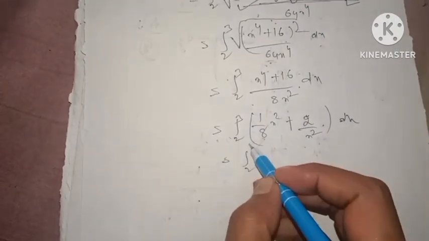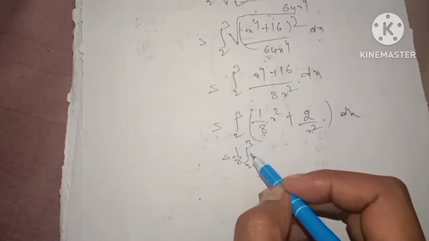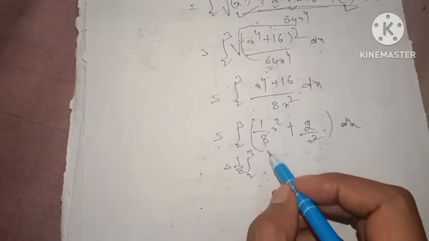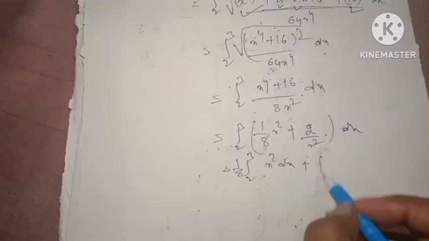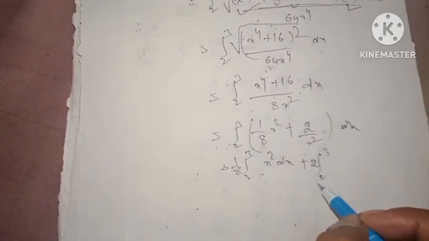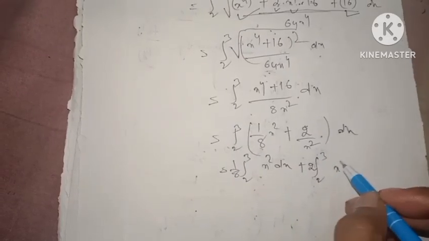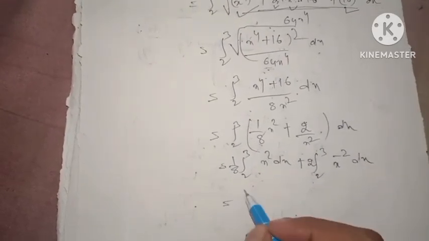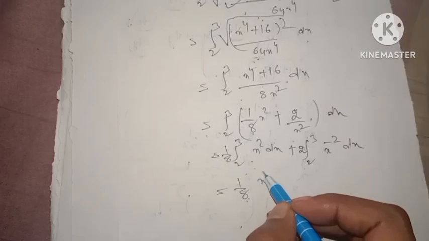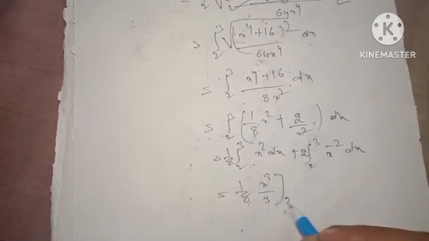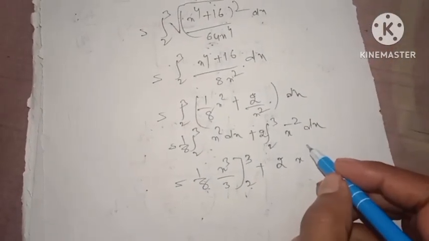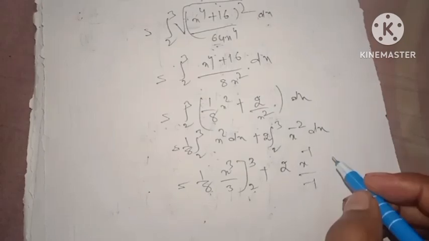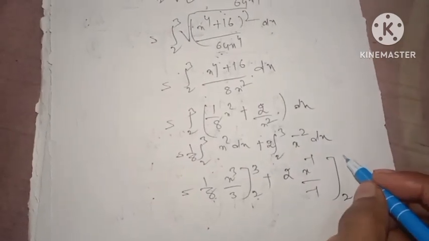So integration 2 to 3. So 1 by 2, separate into 2 integrations: one is 1 by 8 x square dx, another is integration plus 2 by 3. So 2 will be constant outside. So 1 by x square becomes, I will write, x to the power minus 2 dx. So 1 by 8, the integration of this is x cube by 3, from 2 to 3, plus 2, then x to the power minus 2 plus 1 equal to minus 1, from 2 to 3.